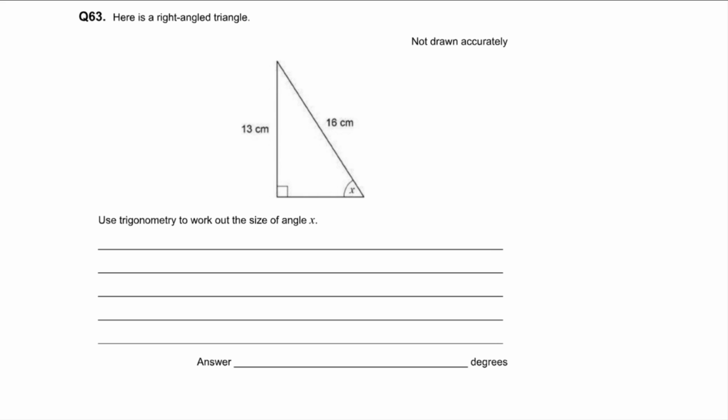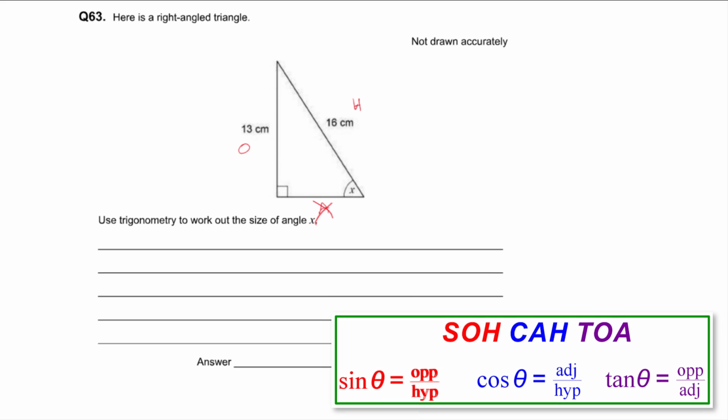Question 63. Here's a right angled triangle. Use trigonometry to work out the size of angle x. Okay, same old, same old. Label the sides: hypotenuse, that's opposite, that's adjacent. So which one don't we know? We don't know the adjacent. Don't care about the adjacent. So SOHCAHTOA. Which one has got an A in it? TOA does. CAH has. SOH doesn't.